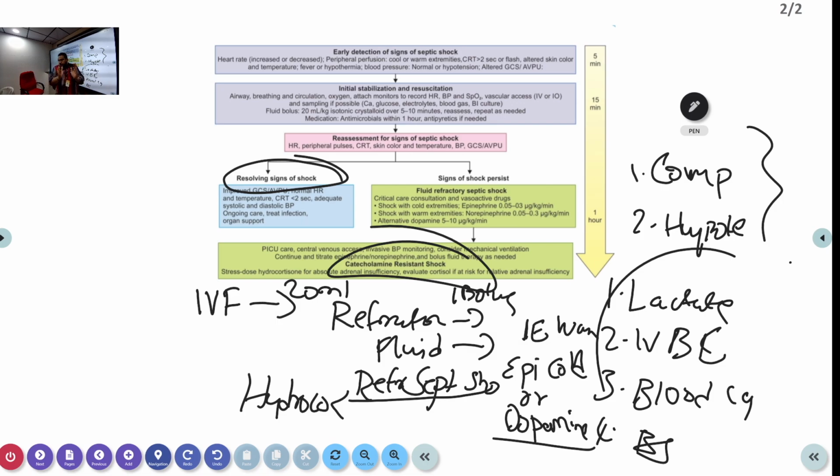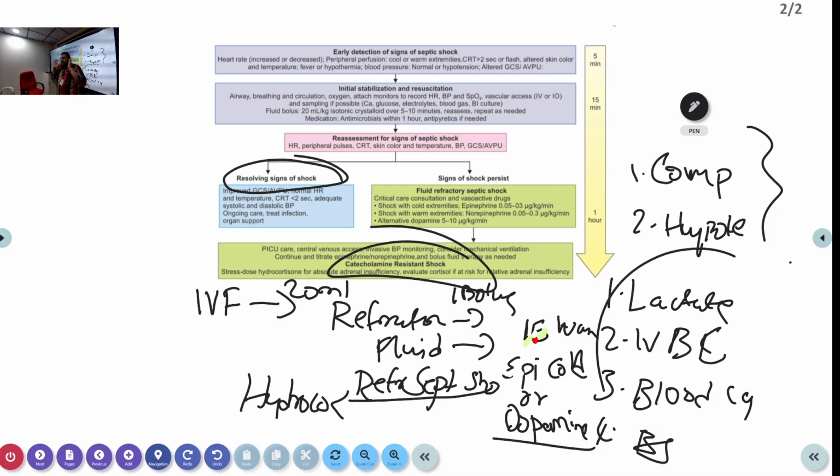Classification: distributive, cardiogenic, hypovolemic, and obstructive shock. In distributive, you have septic shock, anaphylactic shock, and also neurogenic shock. In hypovolemic shock, the most important reason is dehydration, and you can have blood loss also, hemorrhagic shock. Then on this side, obstructive shock causes, we have said, tamponade, pulmonary embolism, pneumothorax and coarctation of aorta. And on the other side, cardiogenic shock, the most important reason being myocarditis.